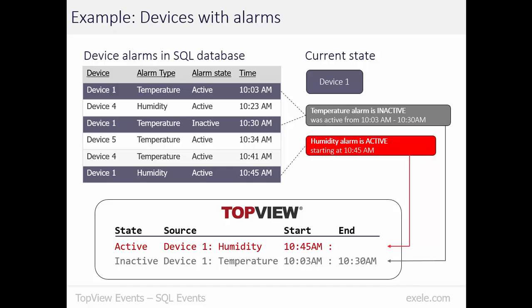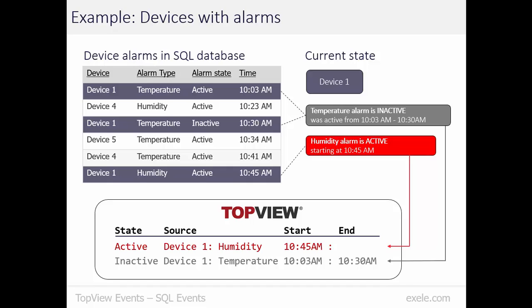For example, looking at device 1 events, we can see that there was a recent temperature alarm from 10:03 until 10:30. Also, a humidity alarm went active at 10:45 and is still active. I now have the current state of the temperature and humidity alarms for device 1, and I can repeat this analysis for the other 9 devices to determine current alarm state.